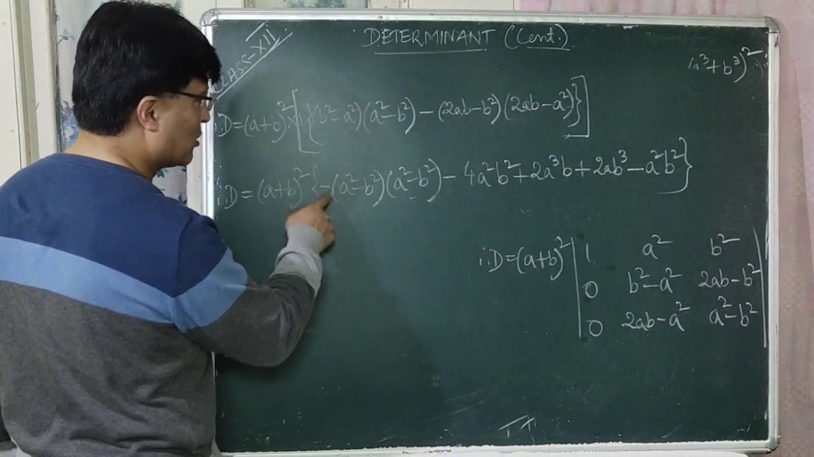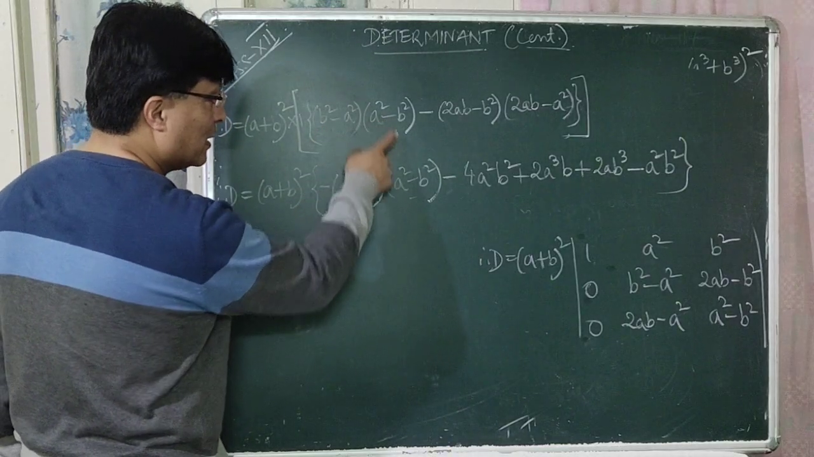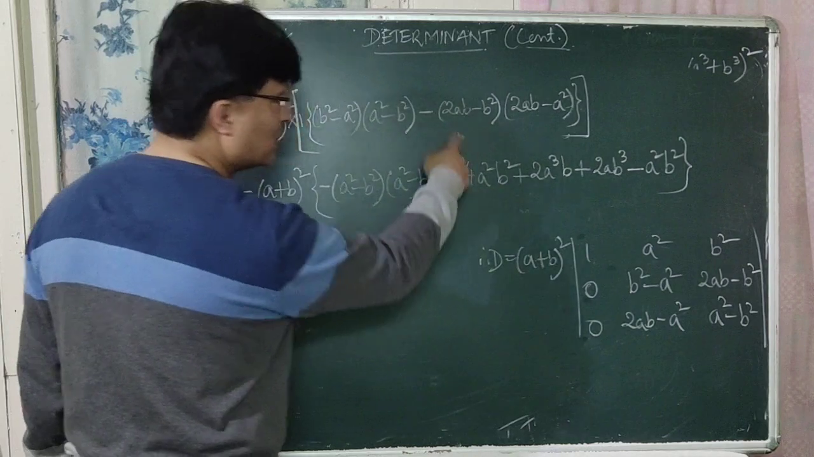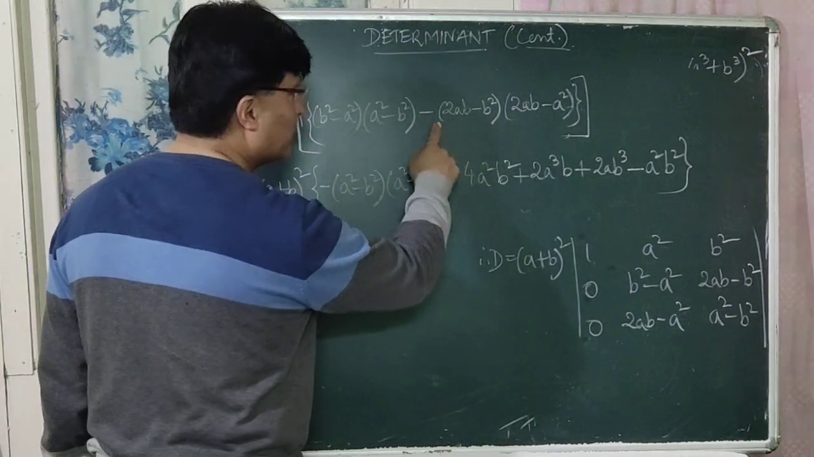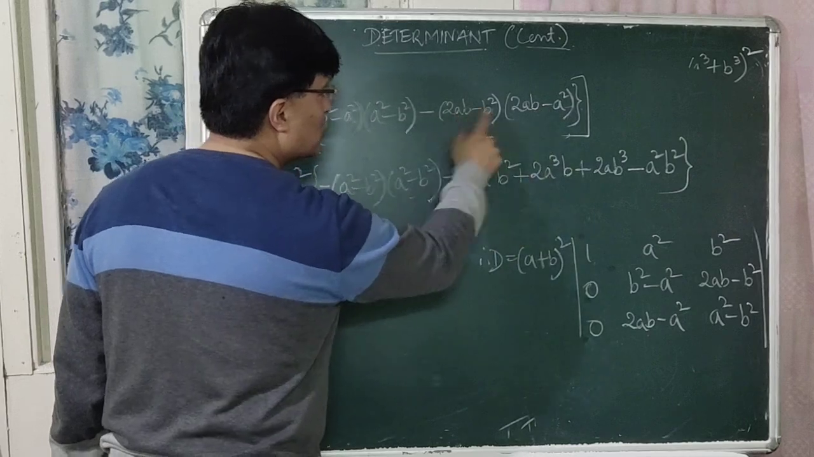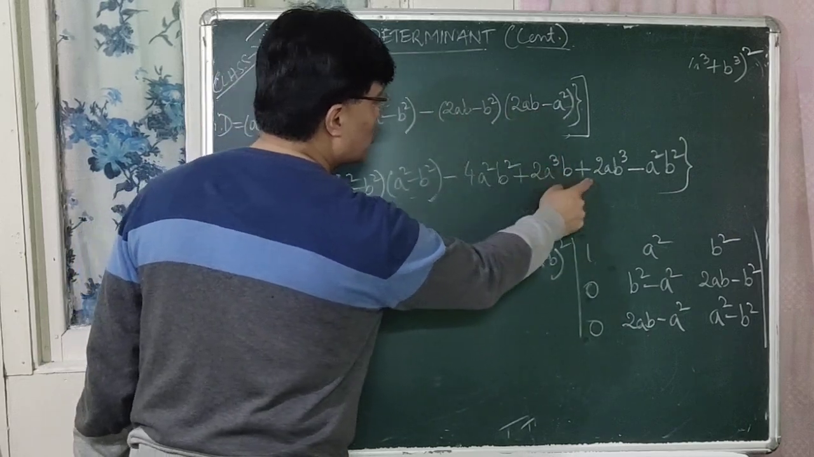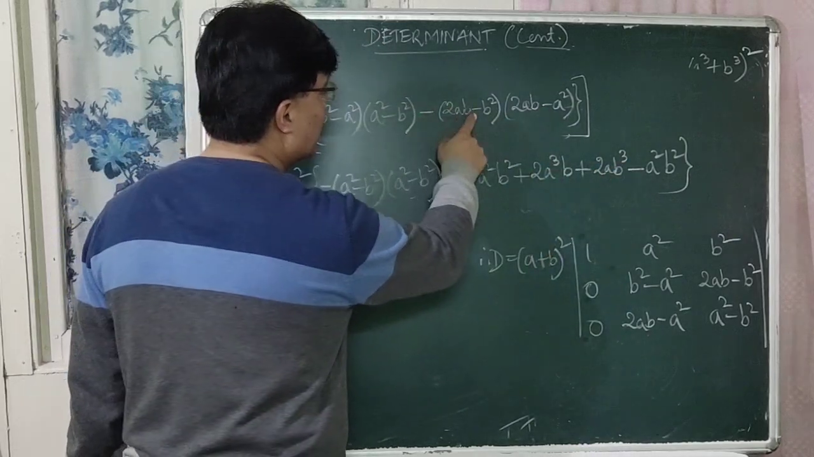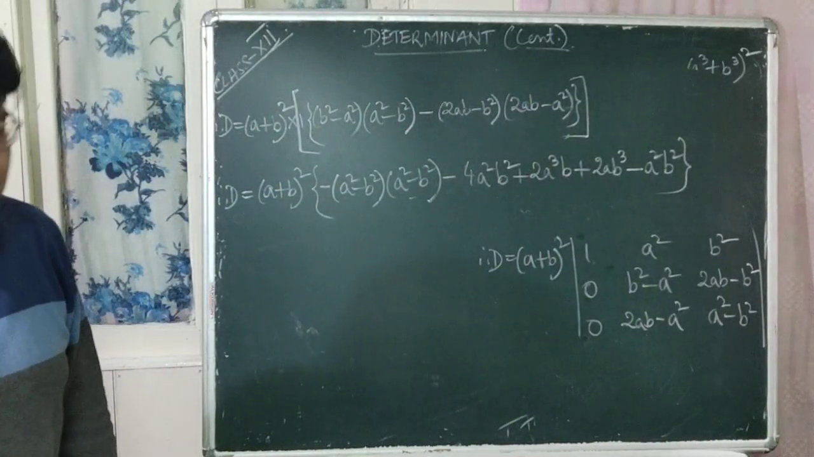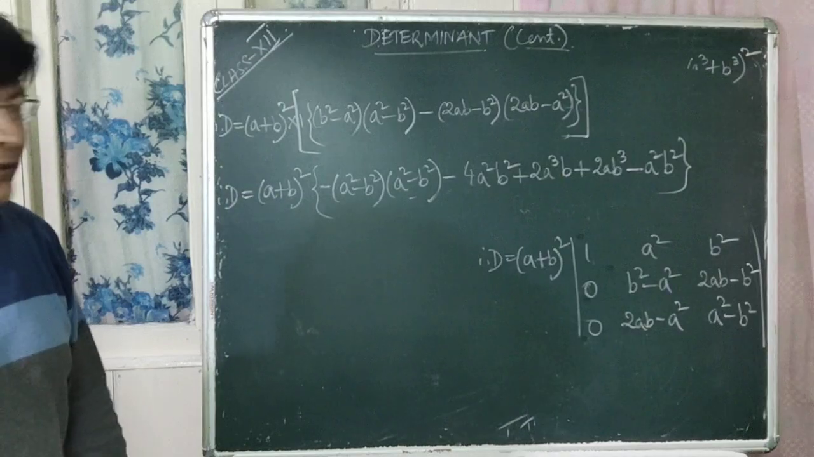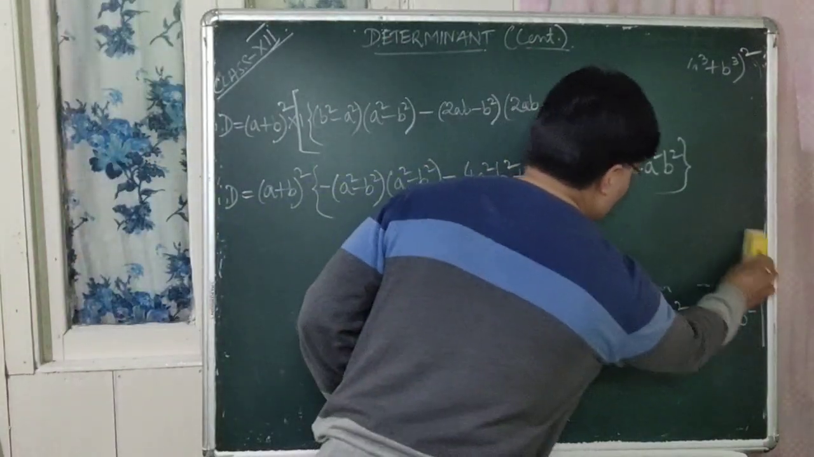So now let us check it once again. Here minus is taken common, a square minus b square remains same, minus. Now we have multiplied: 2ab into 2ab, 4a square b square. Minus to minus, plus 2a cube b; minus to minus, plus 2ab cube. Minus to minus, plus to minus, minus a square b square. Is that correct? Now it's correct. So let's simplify it now.